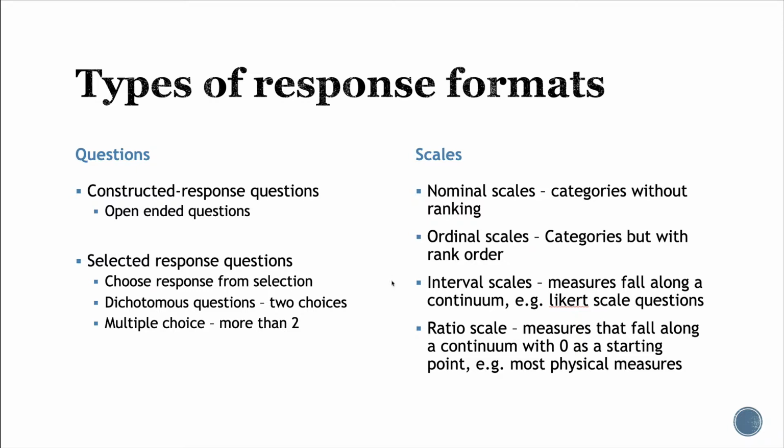Interval scales are measures that fall along a continuum. So we aren't putting people necessarily into categories here, but they fall along a continuum. So a Likert scale question would do that. It would kind of say, hey, where does the population as a whole fall? Do they fall closer to strongly disagree, strongly agree, whatever it may be? Ratio scales also fall along a continuum, but they include 0 as a starting point. So most physical measures are going to be examples of ratio scale measurements.